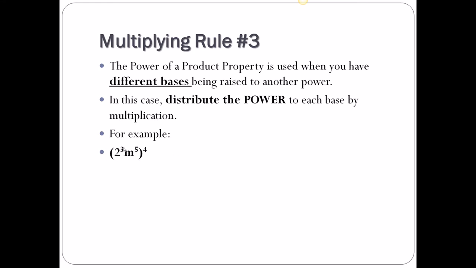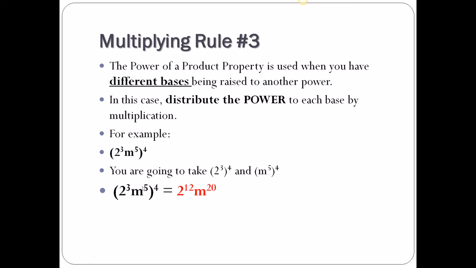So notice I have 2 to the 3rd, m to the 5th, and I'm going to take that whole thing to the 4th power. It says distribute the power to each base by multiplication. That means I'm going to do 4 times 3 and 4 times 5. I'm going to take 2 to the 3rd to the 4th power and m to the 5th to the 4th power. So that's 2 to the 12th, because 3 times 4 is 12, and m to the 20th, because 5 times 4 is 20, and that's your final answer. So basically you're distributing your exponent to everybody who's in parentheses. Everybody's getting a power of 4 by multiplication.